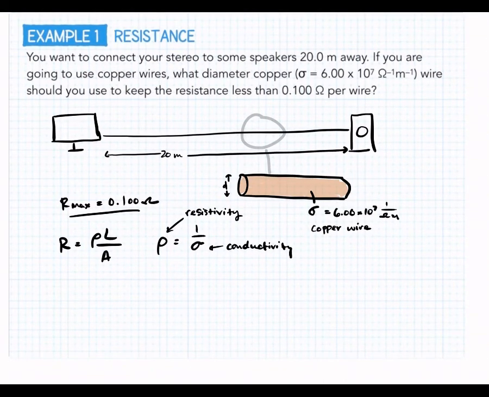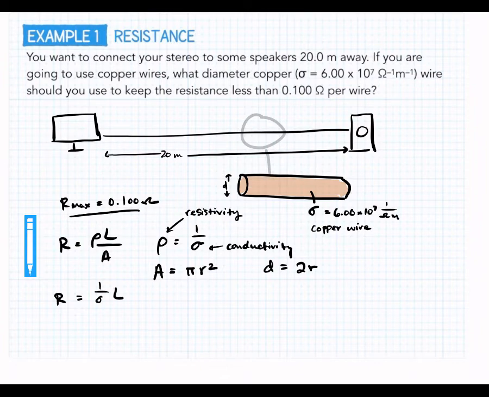So we're going to solve our resistance problem for the cross-sectional area. We also know the area is going to be pi r squared, and once we have r, we know d is equal to 2r. This is all the equations we're going to need, and we want to solve this for r, and therefore d. So resistance is equal to 1 over sigma, length over pi r squared. Then we're going to rearrange and solve this for little r. So r squared is equal to L over pi sigma big R.